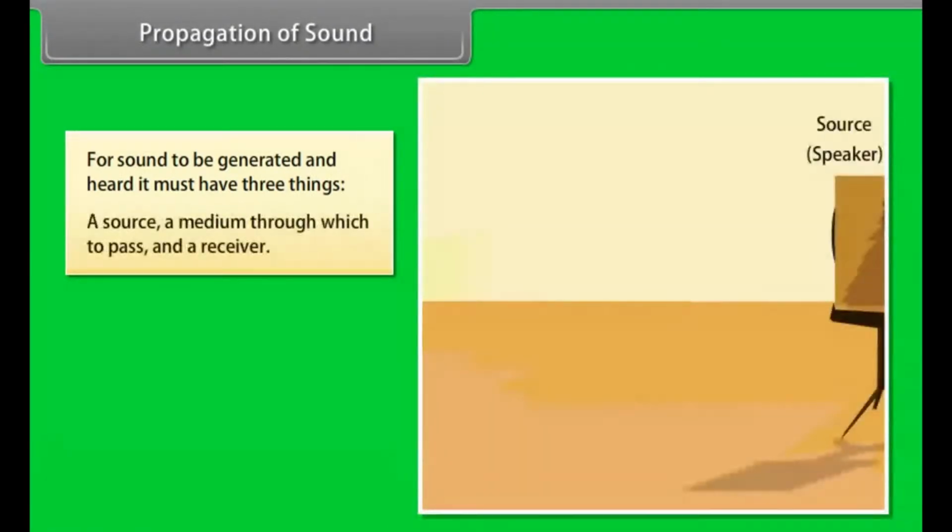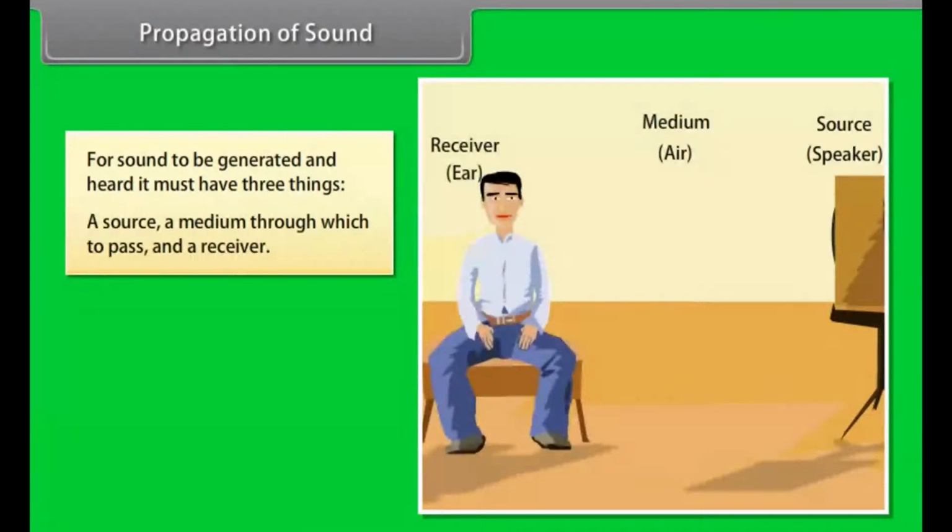Propagation of sound. For sound to be generated and heard, it must have three things. They are a source, a medium through which to pass, and a receiver. Let us assume the source is the speaker's voice, the medium through which it is transmitted is air, and the receiver is the listener's ear.